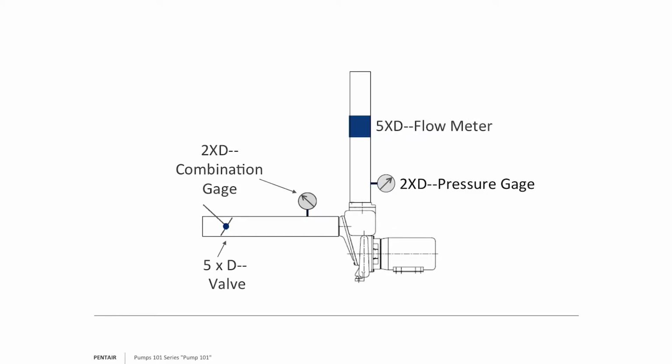Okay. Now, 5 times the diameter from there, we're going to have the flow meter, which should tell us how many gallons per minute we're producing. So you kind of get a picture here of what we're doing. We're setting up our suction. We're then going to measure the pressure, and we're going to measure the flow. And of course, in order to control the flow, we're going to have a valve up there higher on the discharge to do so.